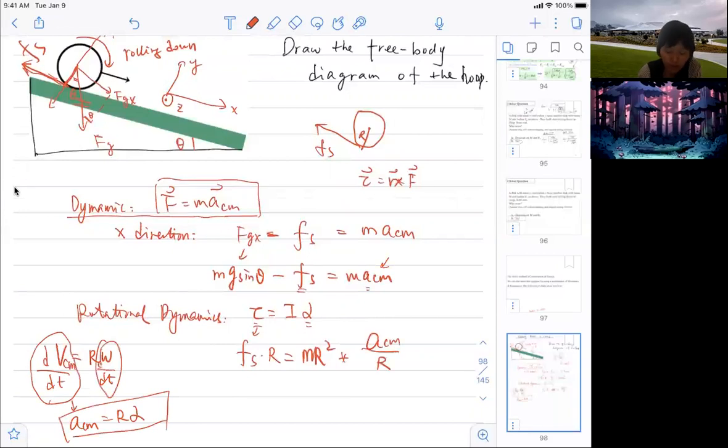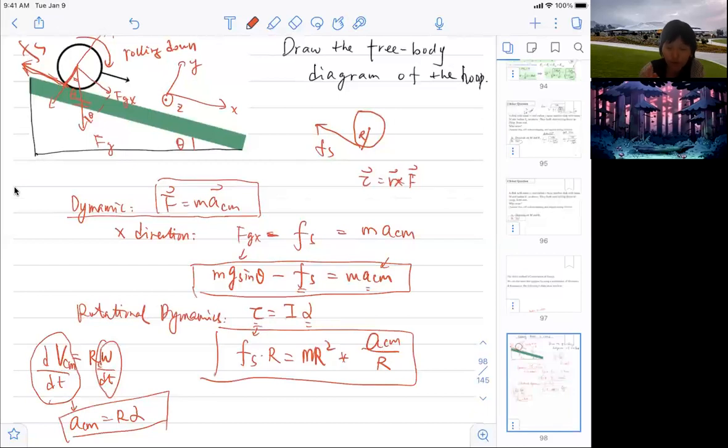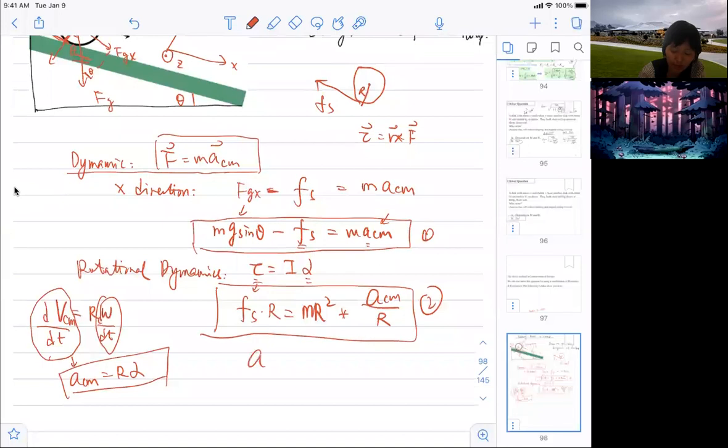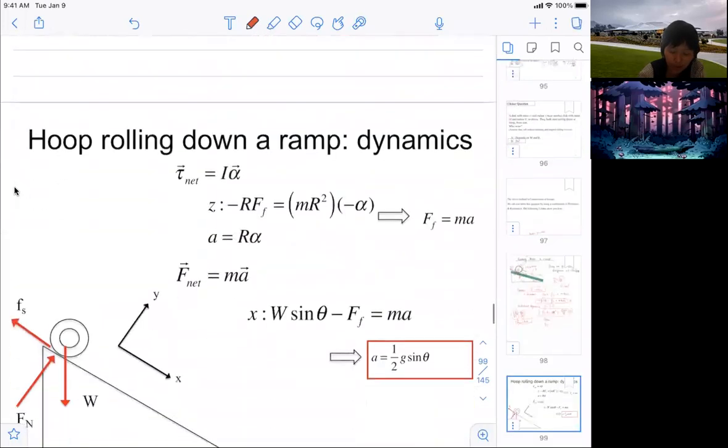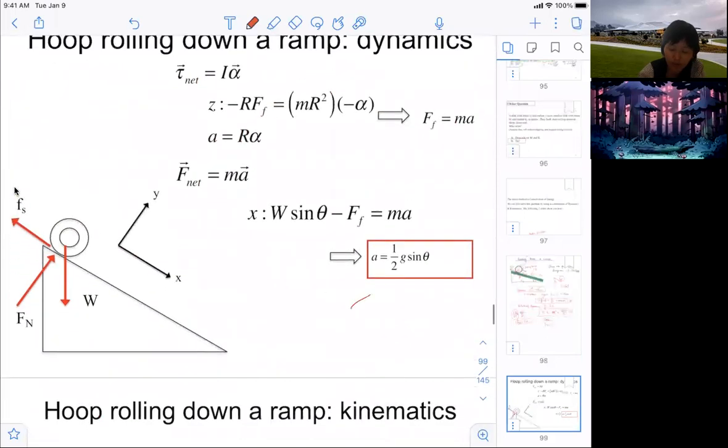So what do you got? You got one equation, another equation, and you have two equations, two unknowns. Which are your unknowns? You don't know a, you don't know the force of static friction. Which means we can solve for them, right? Put it together, we solve it. And the result is the acceleration down the ramp is 1/2 g sine theta. So now we know the acceleration for the center of mass.